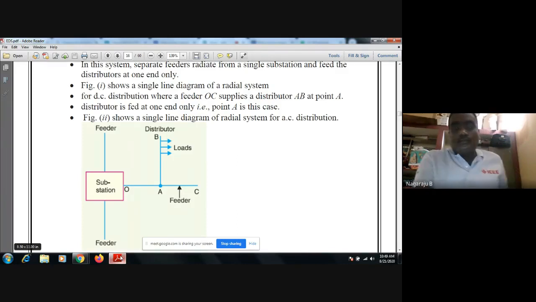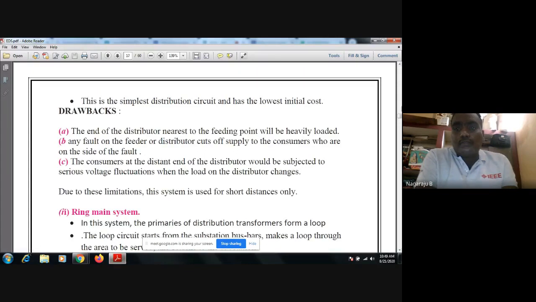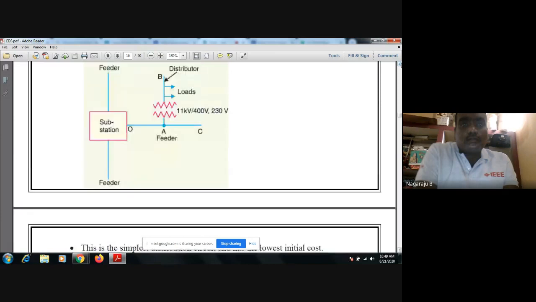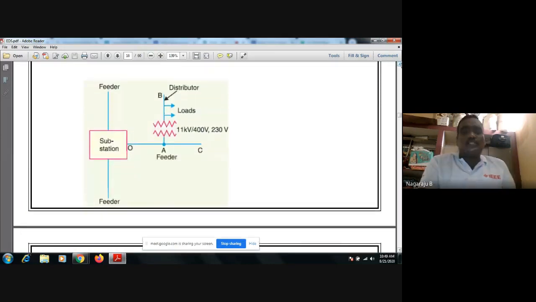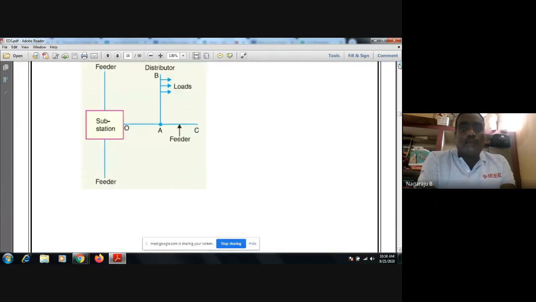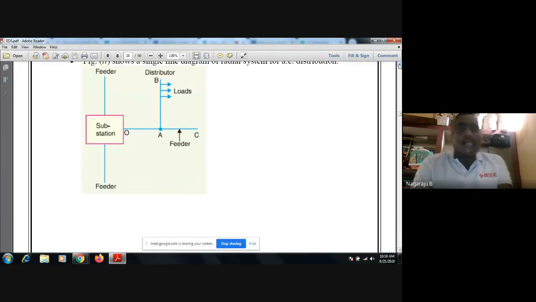And Figure 2 is about the AC distribution system. From the feeder O to A is a feeder, and from the feeder we have the distribution line A to B. This is the AC distribution system. Here we don't have any conversion devices, step down or step up. Why? This is about the DC.